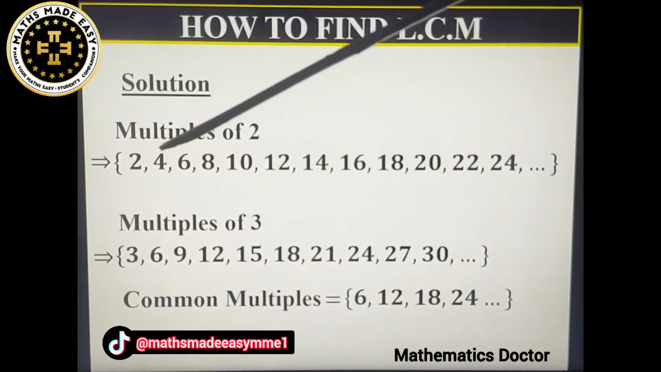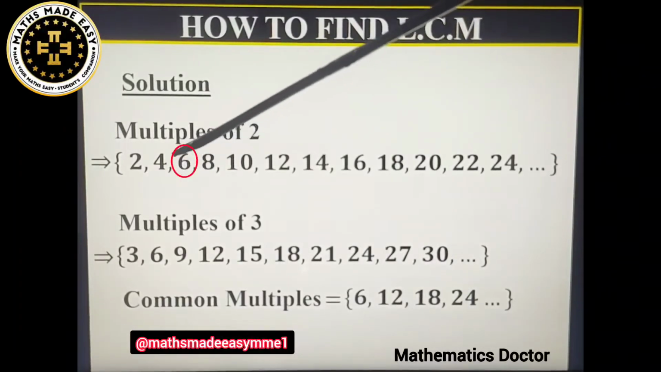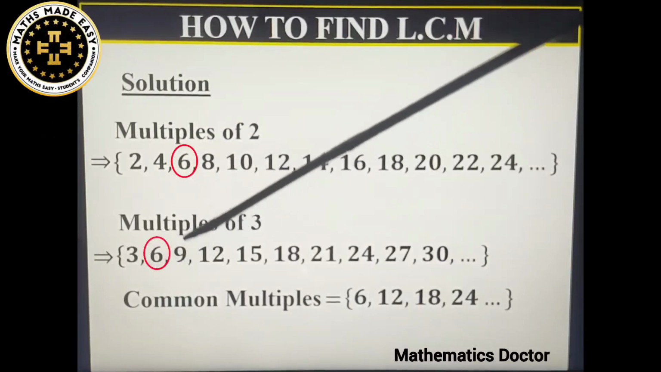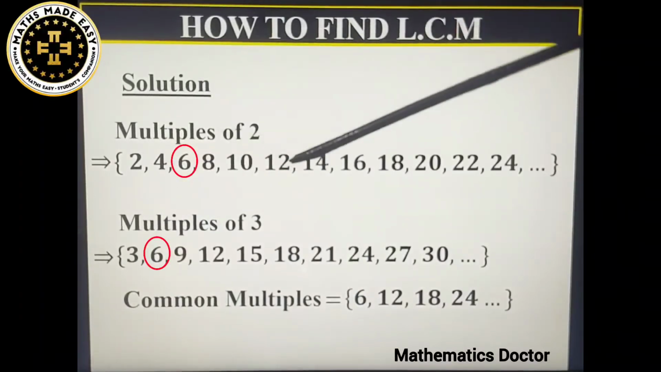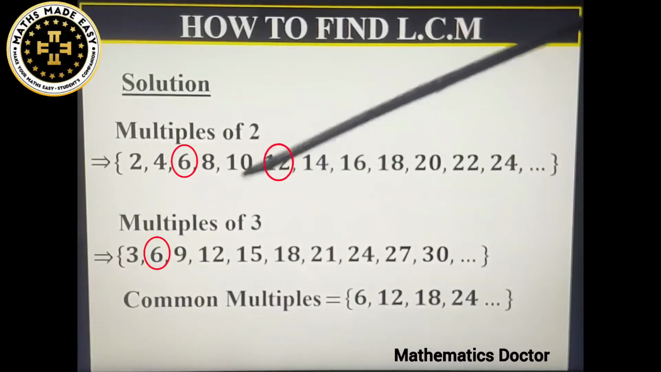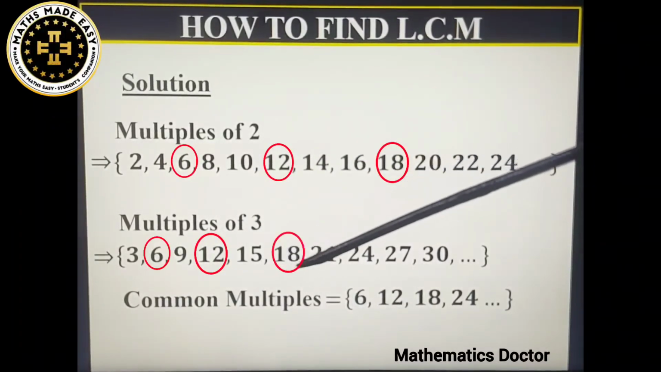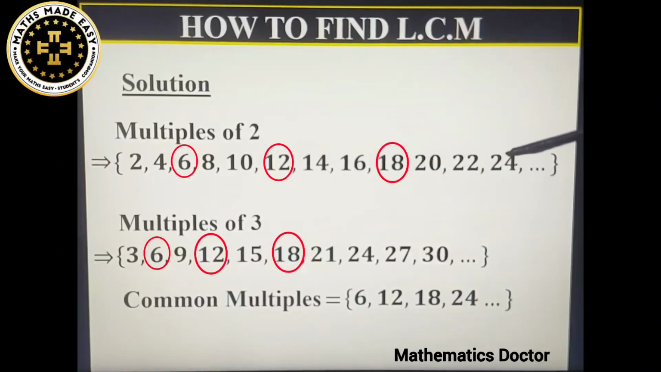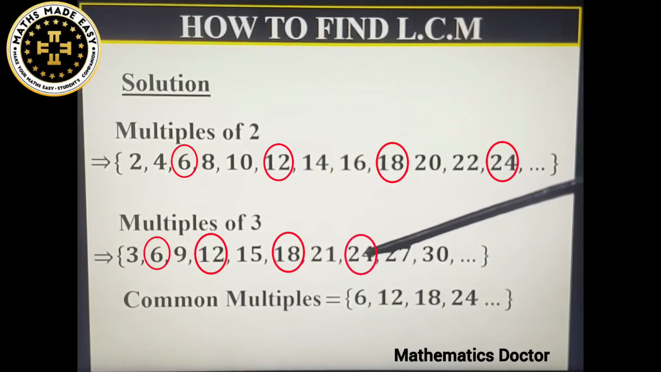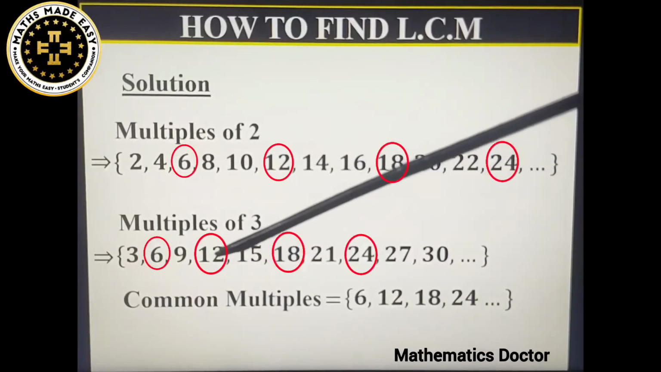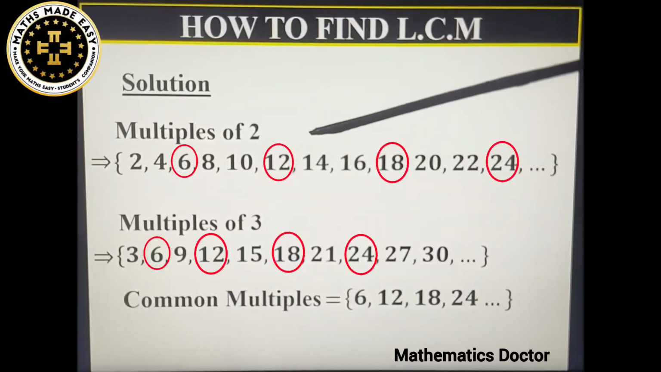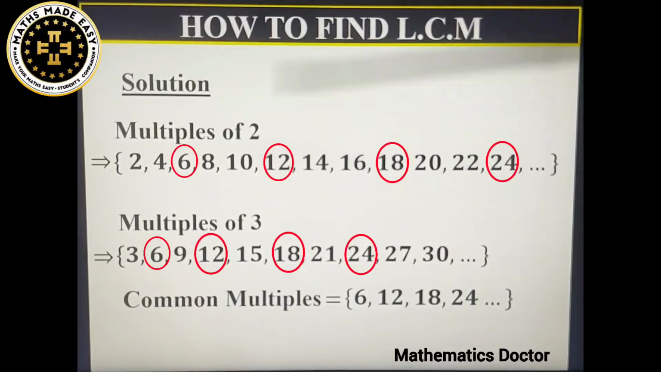Let's see how it is. 6 can be found in the multiples of 2, and 6 can still be found in the multiples of 3. We have also 12 found in the multiples of 2 and still found in the multiples of 3. 18 can be found in the multiples of 2, and 18 can be found in the multiples of 3. Finally, 24 can be found in the multiples of 2, and 24 can be found in the multiples of 3. So they are referred to as common multiples because they are common in the multiples of 2 and still common in the multiples of 3.